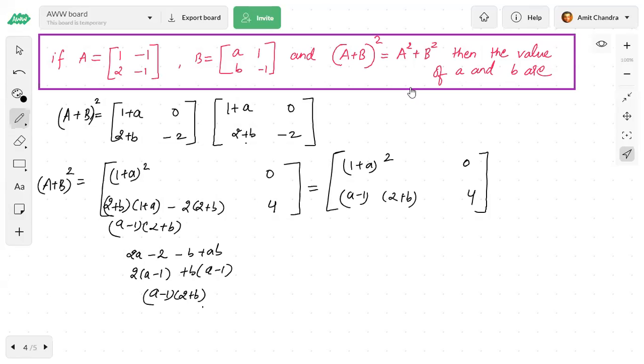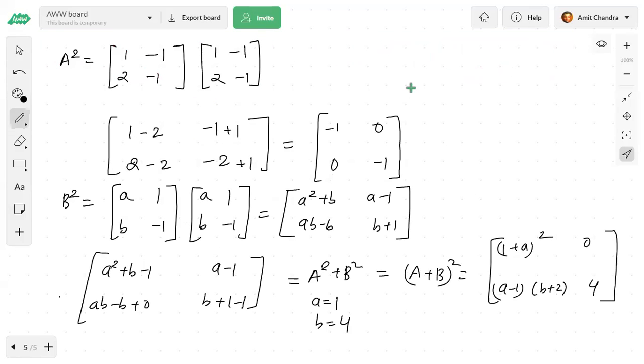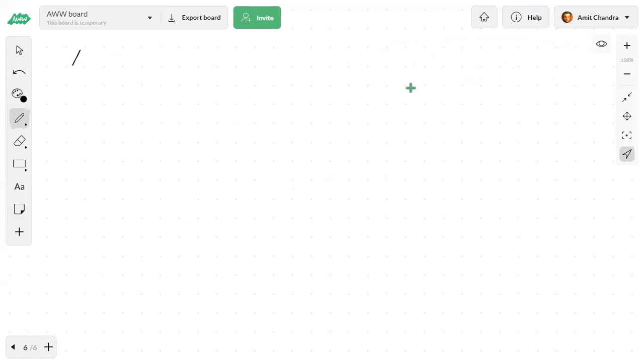Okay, everybody understood? Fine. This was one of the methods. Another method is this: see, A plus B whole square. Let's assume that A plus B is a matrix C. So I can write A plus B is equal to C, because this will give you one more matrix C. If this is C, then C whole square means C into C.